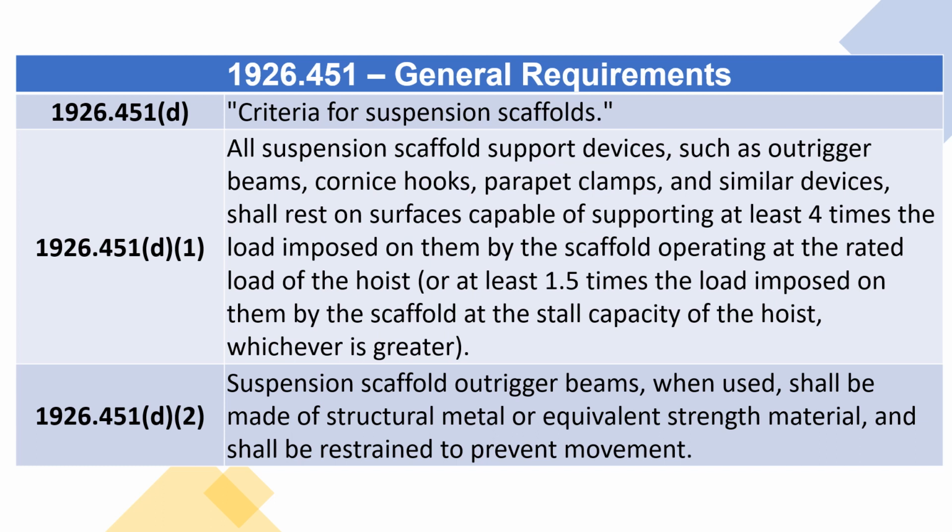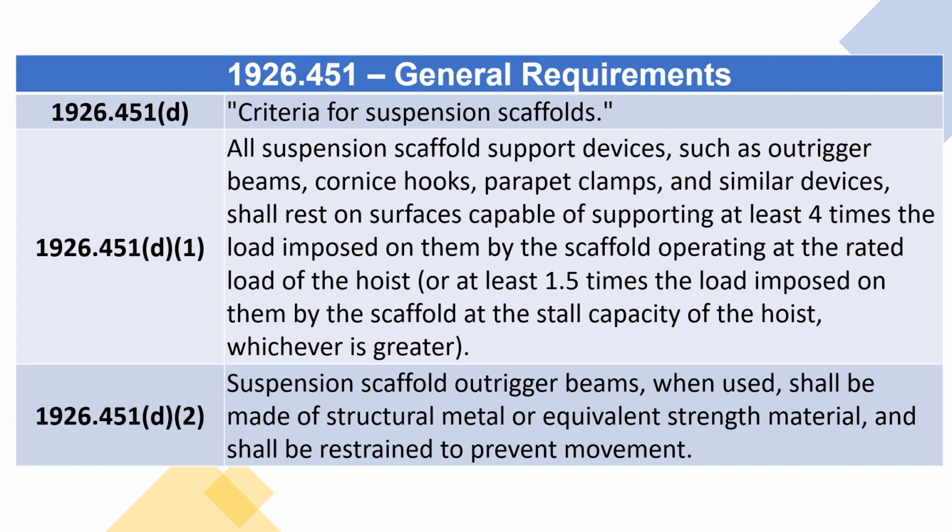1926.451(d): Criteria for suspension scaffolds. 1926.451(d)(1): All suspension scaffold support devices, such as outrigger beams, cornice hooks, parapet clamps, and similar devices, shall rest on surfaces capable of supporting at least 4 times the load imposed on them by the scaffold operating at the rated load of the hoist, or at least 1.5 times the load imposed on them by the scaffold at the stall capacity of the hoist, whichever is greater.